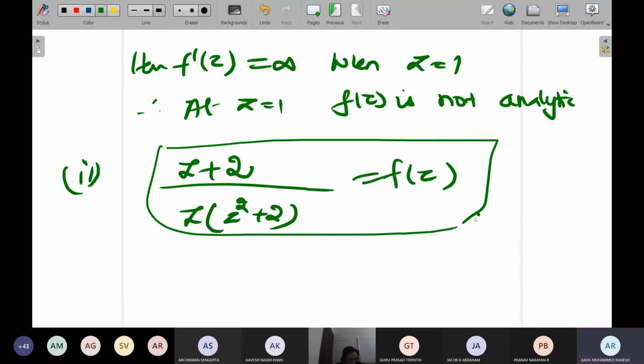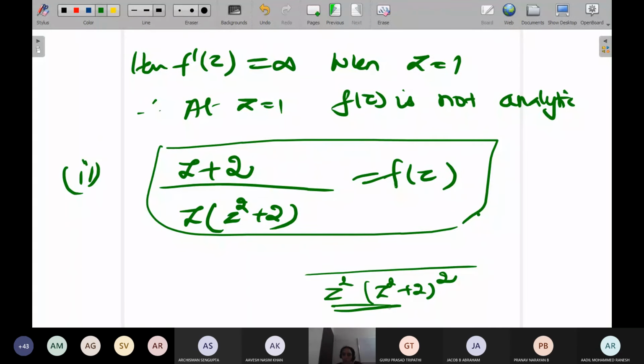Okay, very good. No need to simplify all this because we have to only discuss the denominator, right? So in the denominator, you're getting z square into z square plus 2 the whole square. Fine. Now tell me for what values this function will not exist. z equals 0.